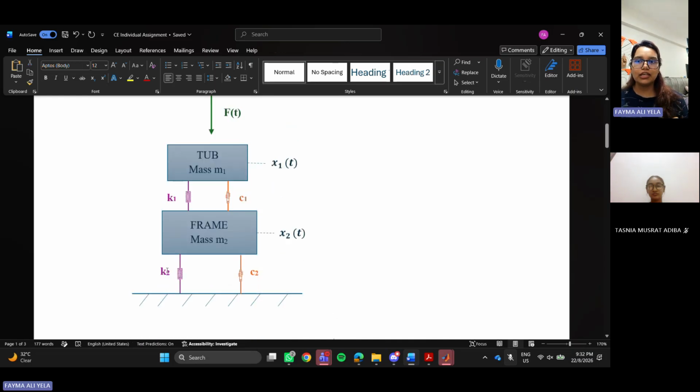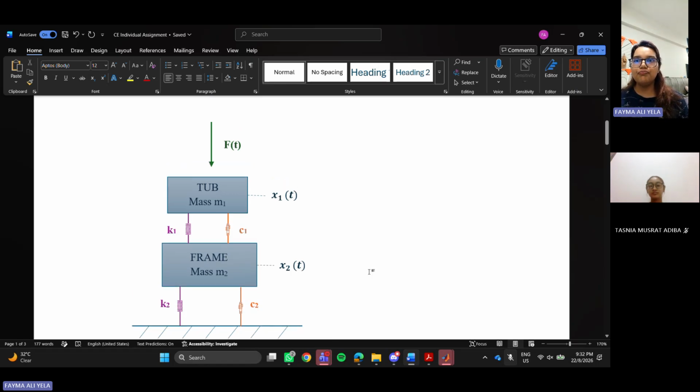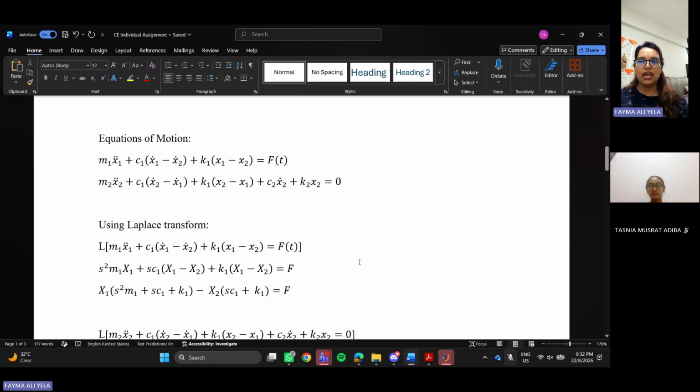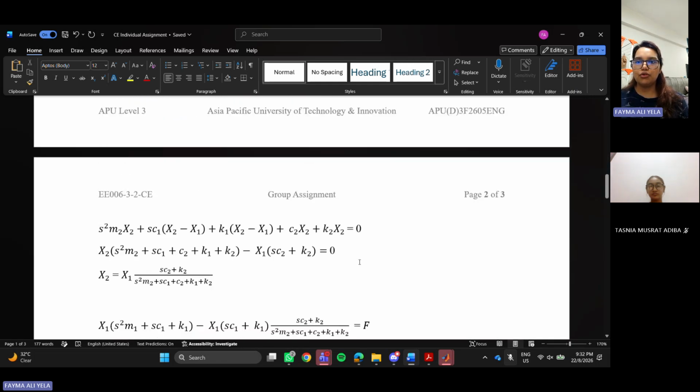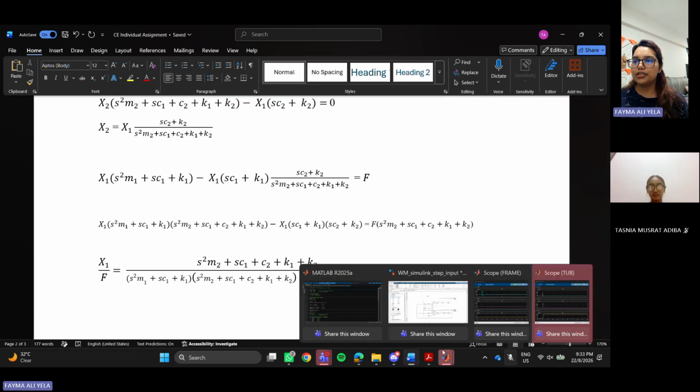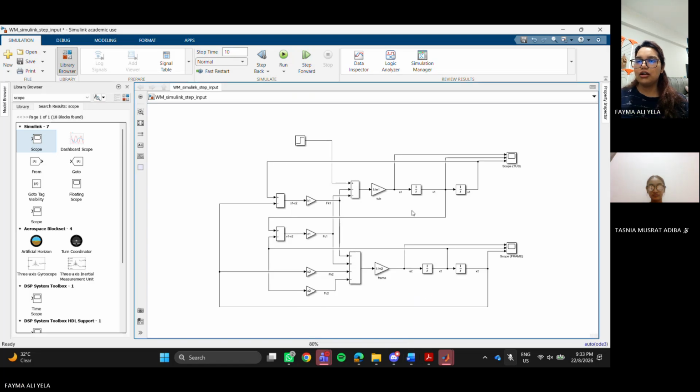I have springs K1, K2 connected to both the washing machine tub and the frame, and dampers C1, C2. Then from here, I derived the equations of motion, and using Laplace transform, we have the characteristic equation here. Based off of this, I made this simulation diagram. This part above is for the tub, and this part below is for the frame.